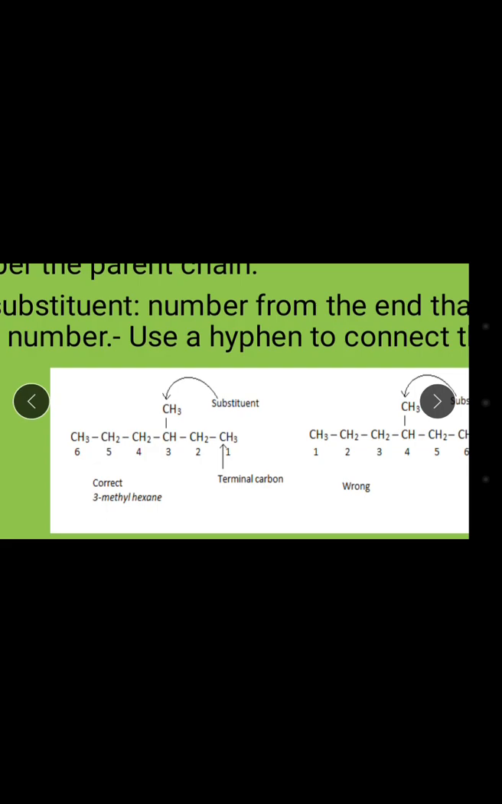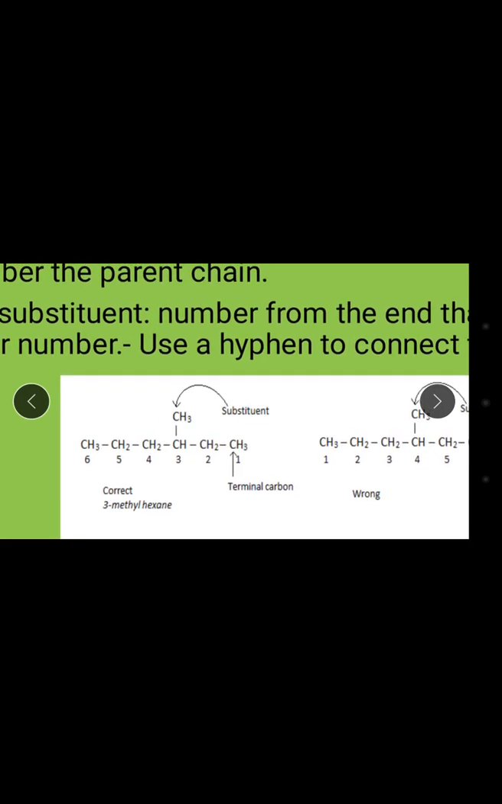3-methylhexane. You talk about the substituent first before you put the parent chain. You name the substituent 3-methyl. Why 3? Because it is on carbon 3. And methyl, which is the substituent. You would notice a hyphen between the 3 and the M. In naming organic compounds, you don't muddle things up. The rule is that when you are writing a number and you want to write a letter, a hyphen is needed to separate them. So you have 3-methylhexane. I hope that is clear.